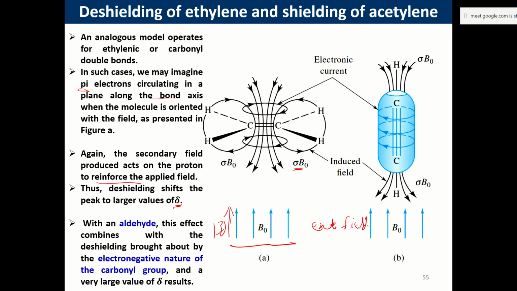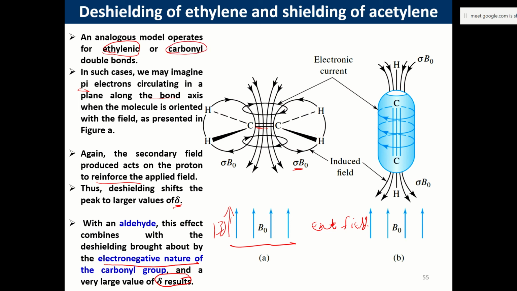Similarly, with an aldehyde, you have two things operating in combination. There is the ring current due to the pi electrons, and you also have the electronegative oxygen that comes into the picture, so an even greater shift, a very large value of chemical shift, is obtained. So the chemical shift is larger in the case of a carbonyl as compared to a CC double bond like ethylene. So we are comparing the ethylene double bond with a carbonyl double bond.